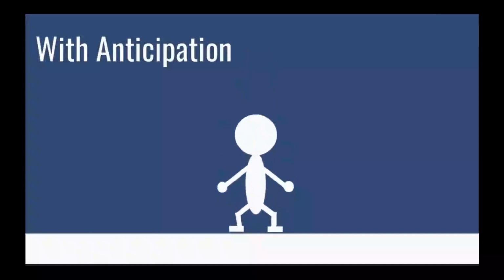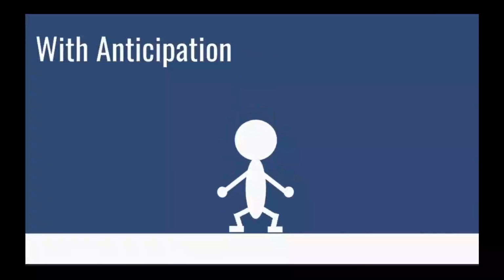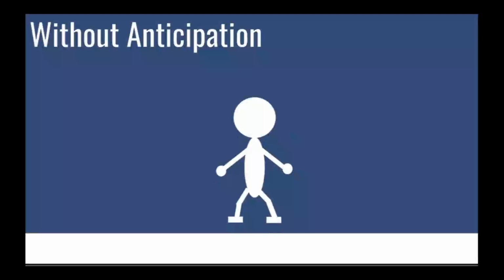In animation, we often see characters use an action to prepare for another following action. This starting action is called anticipation. It allows the viewer to anticipate what will happen next, and also makes actions look more realistic.